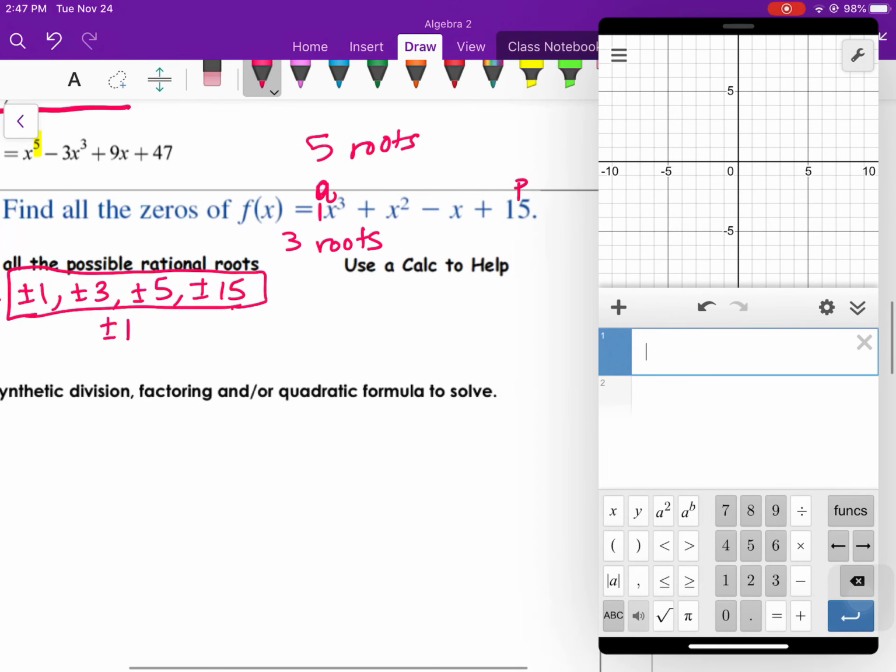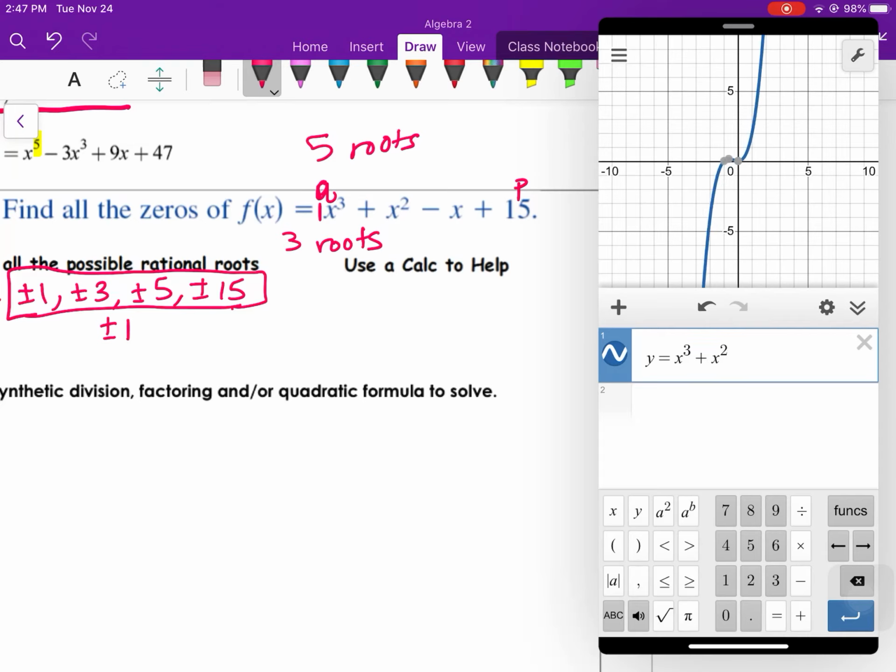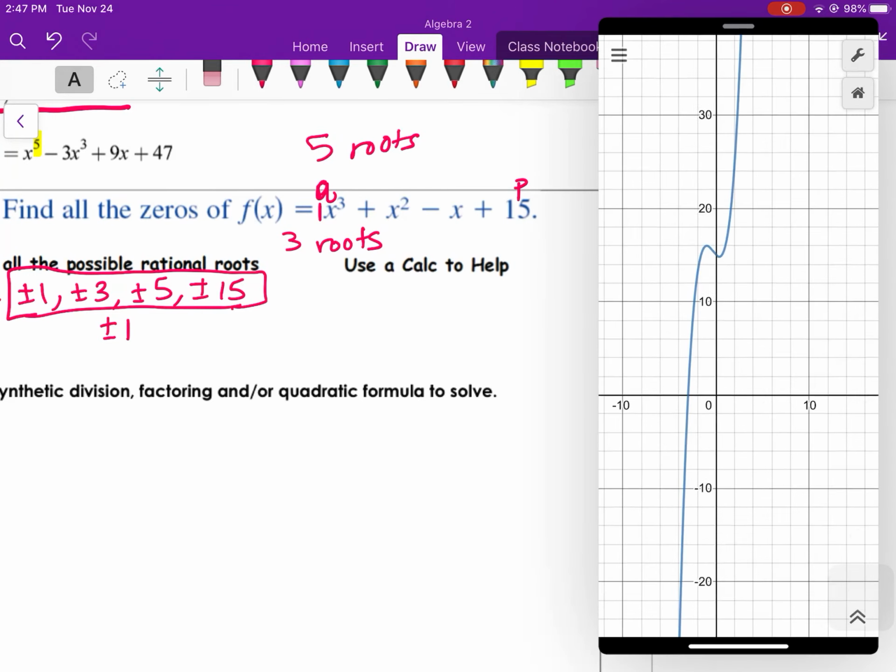I'm going to go ahead and plug this in. So y equals x to the third power plus x squared minus x plus 15. And if I can kind of zoom out here, you can see this is my cubic function.